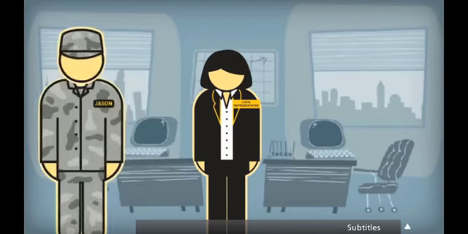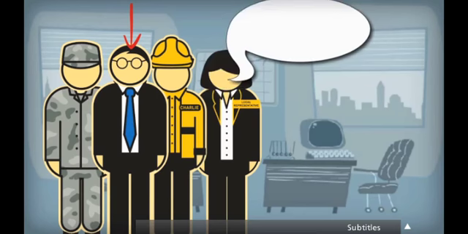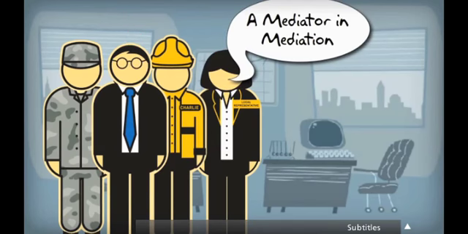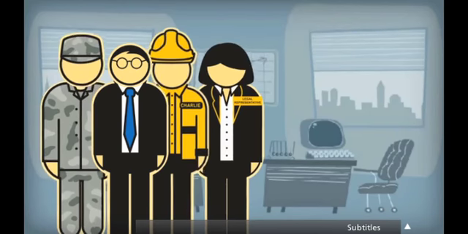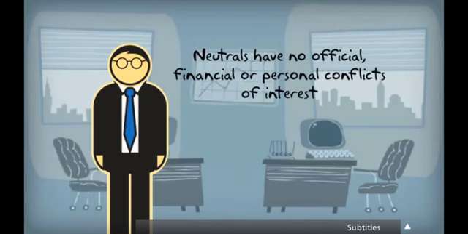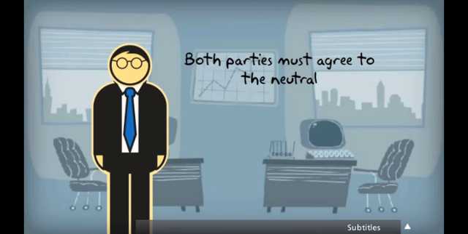A neutral is an individual who helps the parties to a contract to resolve an issue in controversy. It's a facilitator in facilitation, a mediator in mediation, and a conciliator in conciliation. You get the idea. A neutral shall have no official, financial, or personal conflict of interest with respect to the issues in controversy, and both parties must agree on which neutral they will use.